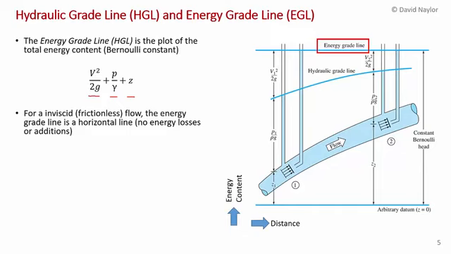We have no energy losses due to friction, due to viscosity, and we have no energy additions, for example, due to a pump in the system. So the energy grade line at point 1 and point 2, and in fact all points in between, is just a constant. It's equal to Z1 plus P1 upon gamma plus V1 squared upon 2g, and that's the same all the way across.